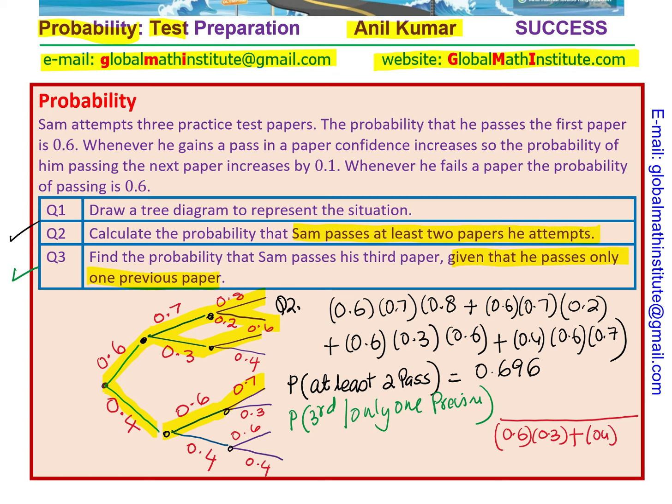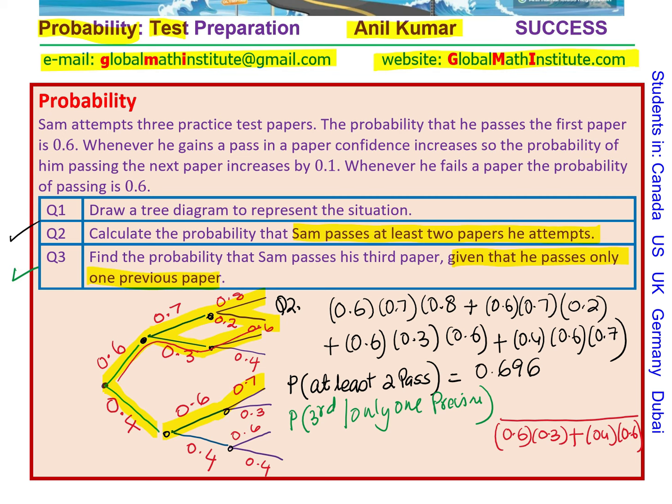So 0.4 times 0.6. So that comes in the denominator, right? Do you see that? That comes in the denominator. Now, what is in the numerator? Now, when that condition happens, he passes the third paper. So, in the first case, we are actually traveling along this path. You see that? And then he passes. So, it will be multiplied by 0.6.